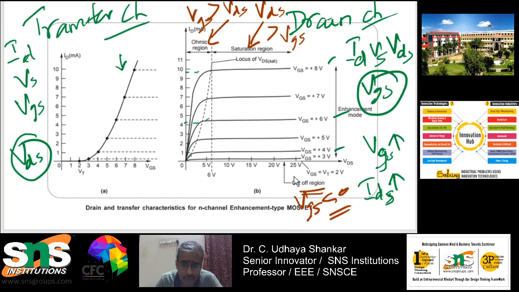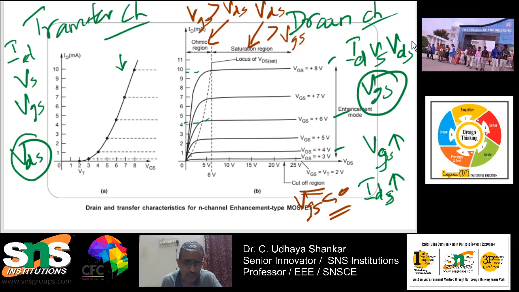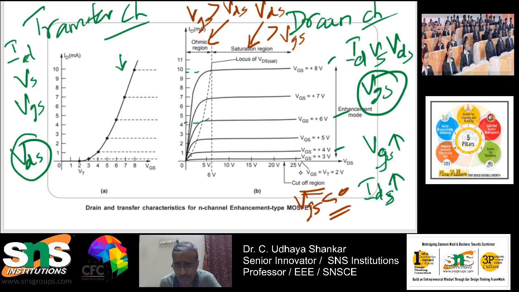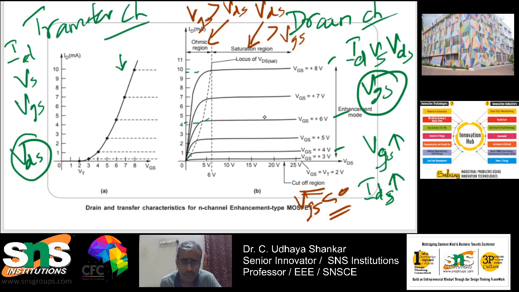Different applications use these particular regions. In some applications the MOSFET will be used in the saturation region, in some applications in the ohmic region, and in some also in the cutoff region. Some will be using only the cutoff and ohmic regions. So depending on the application, which region we can use this particular MOSFET in has to be decided. So this is the characteristics.